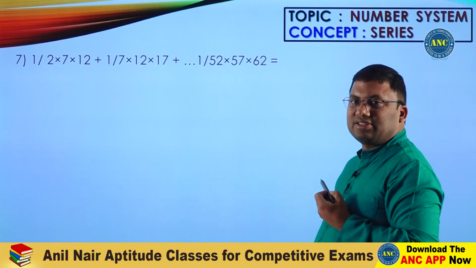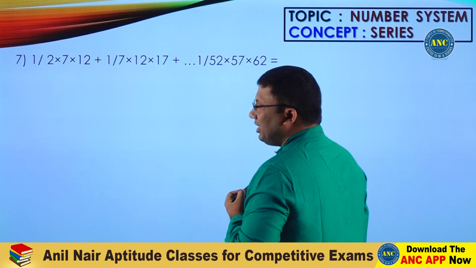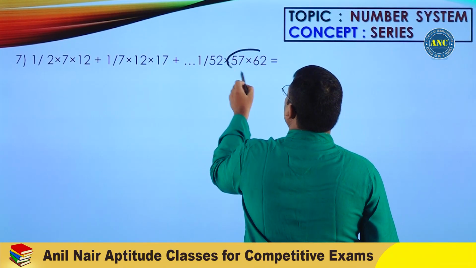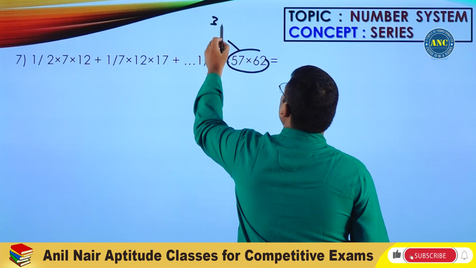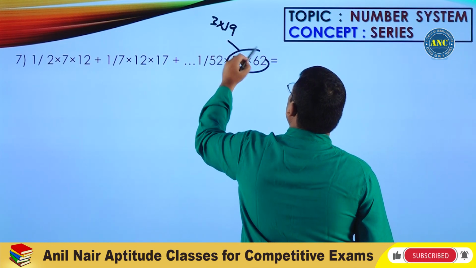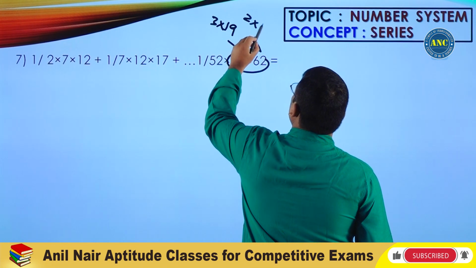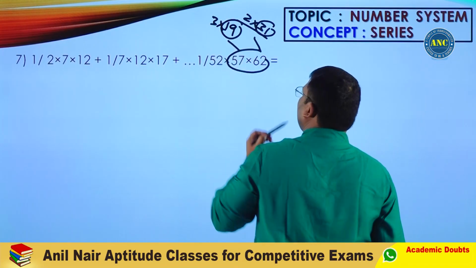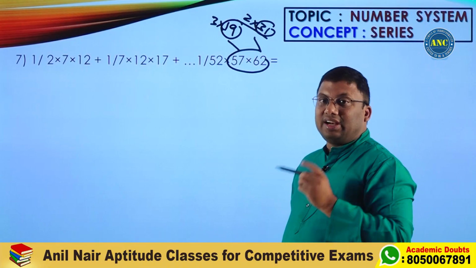Please write down the answer. What should the answer contain? 3 values are there. First 2 and last 2. 57 is 3 into 19. 62 is 2 into 31. The answer should contain a prime number related to 19 and 31.